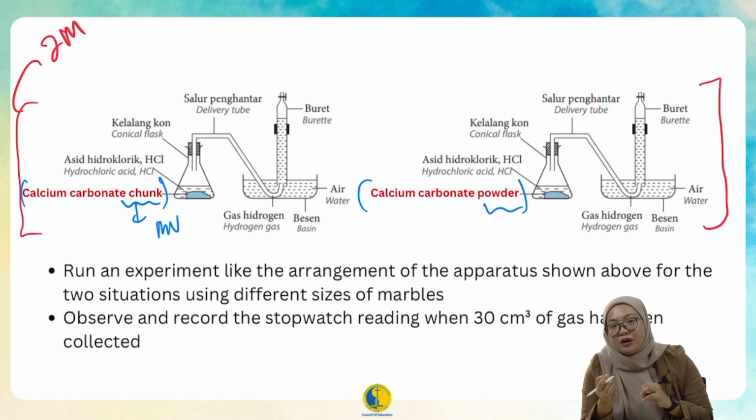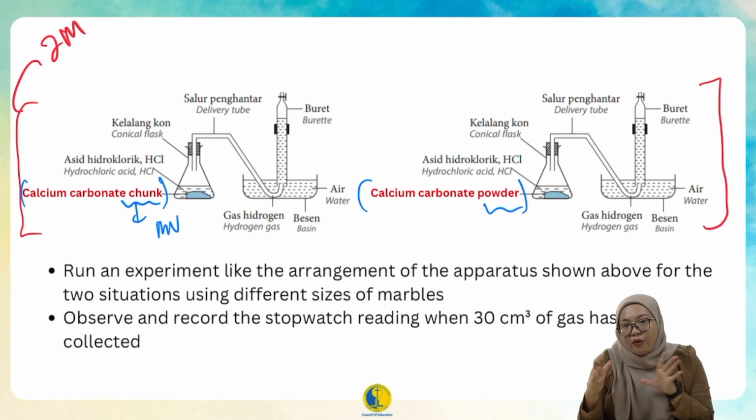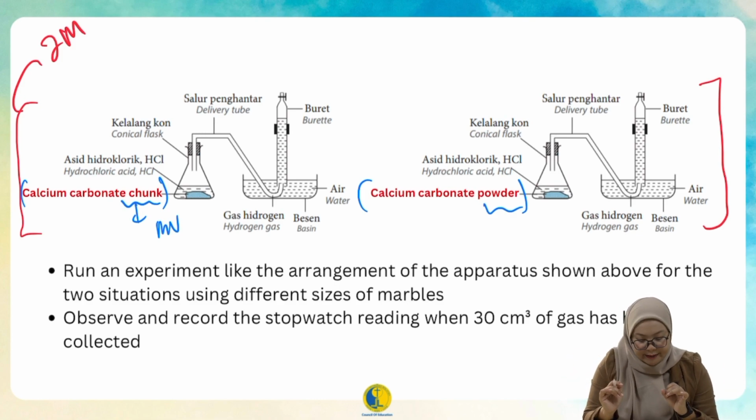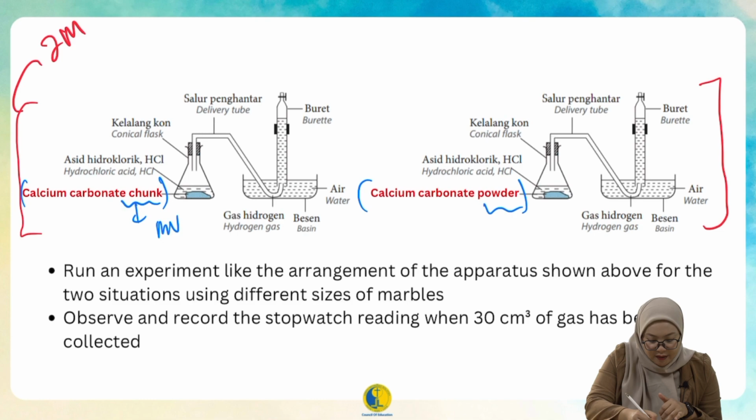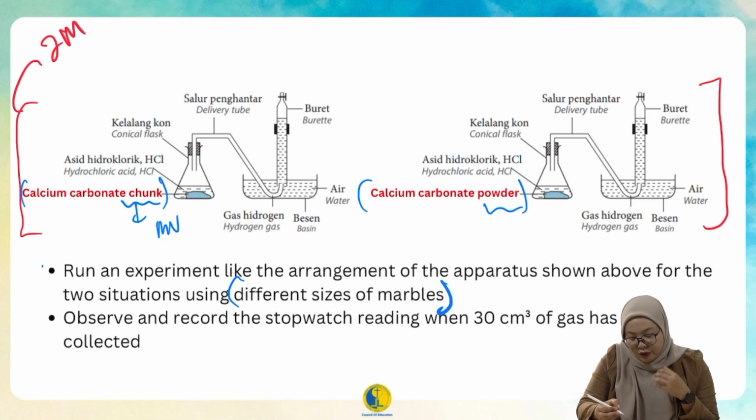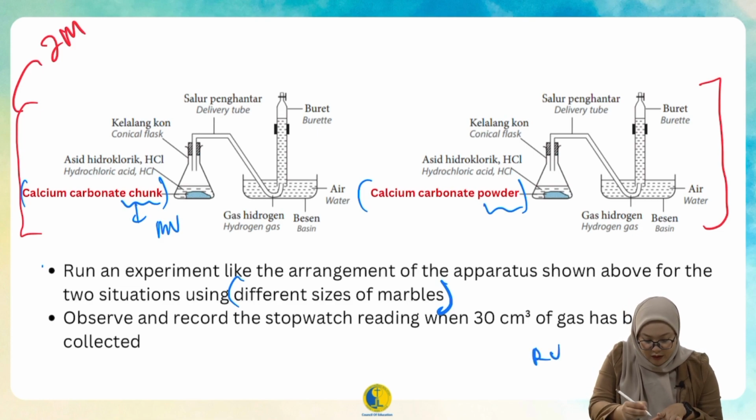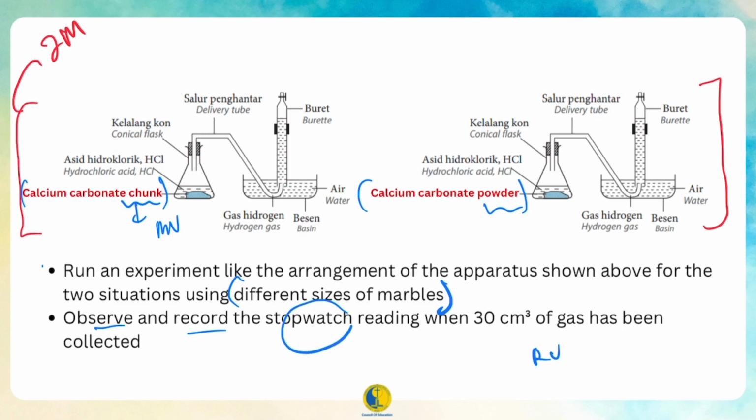How to control your manipulated variable: one you are using chunk, one you are using powder of calcium carbonate. The other words are to run the experiment using 2 situations but different sizes of marble. 1 mark. And how do you control your responding variable? Observe and record the stopwatch reading when 30 cm³ of gas is collected. That is 1 mark. So now you already have 4 marks.